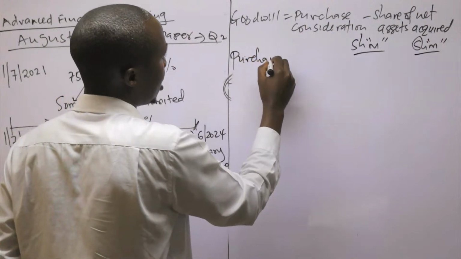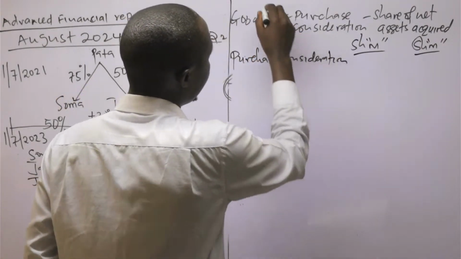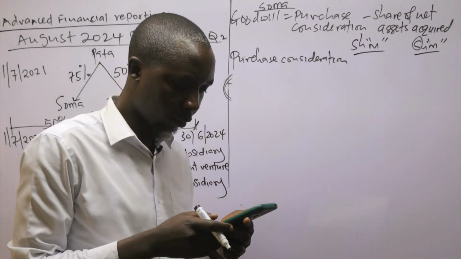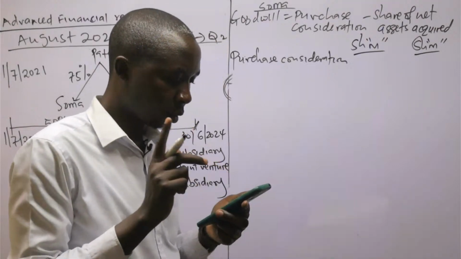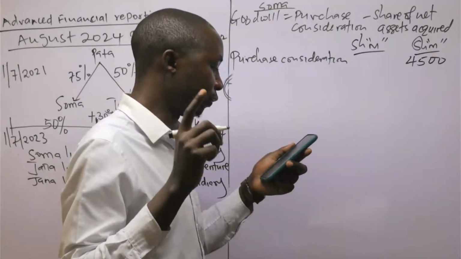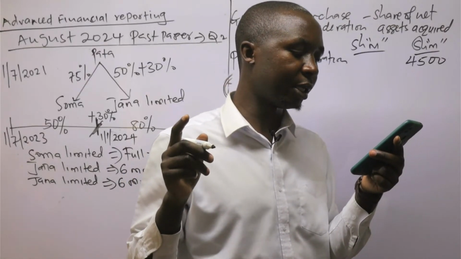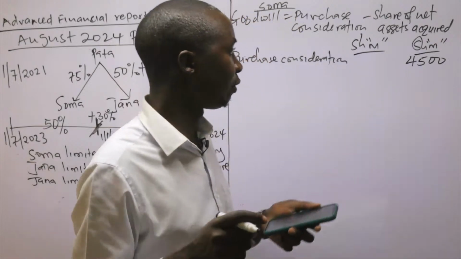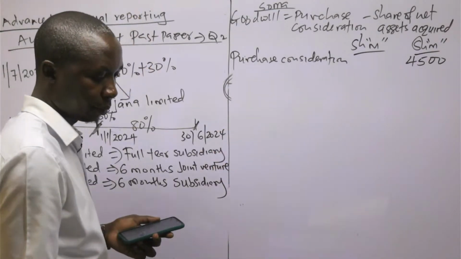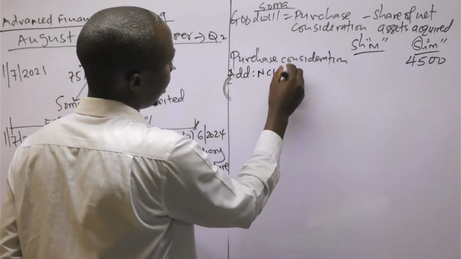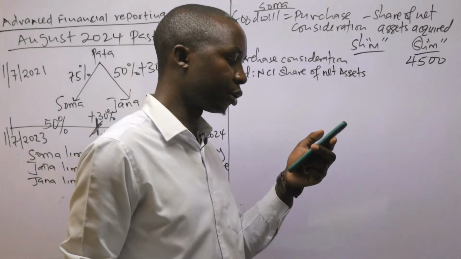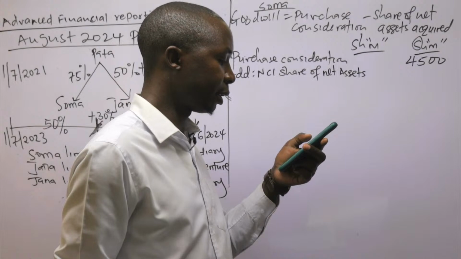So we can talk about purchase consideration. Remember, I'm starting with Soma. So the purchase consideration was, as per note 1, when Soma was acquired, the cash consideration was 4,500. But in note 4, they said the group's policy is to measure the non-controlling interest in subsidiaries at their proportionate share of net assets as at the date of acquisition. So the NCI will be the NCI share of net assets. So you need to add NCI share of net assets.